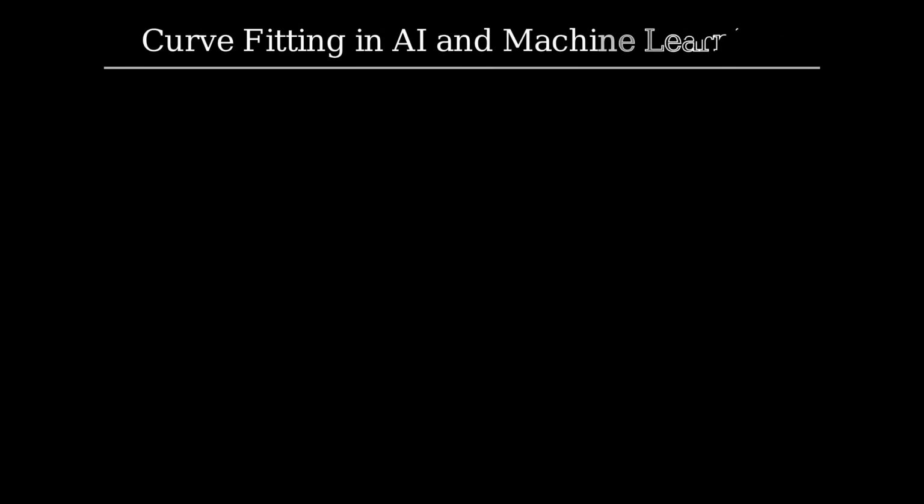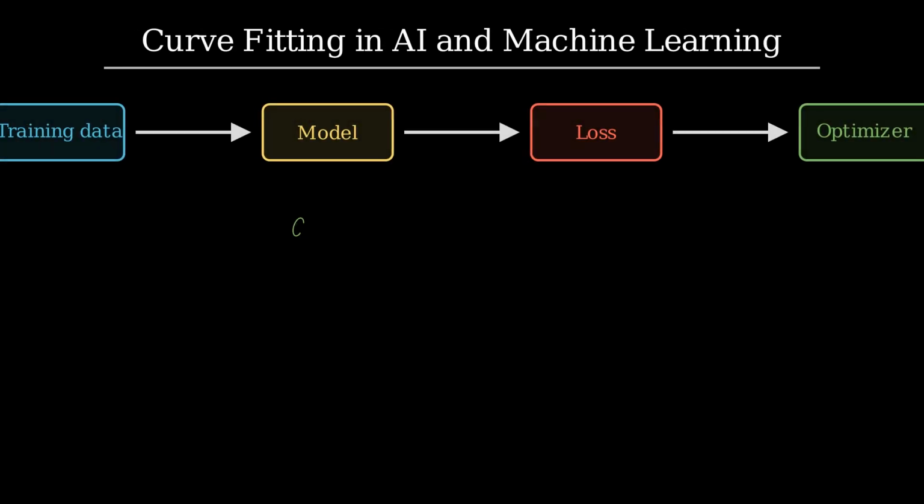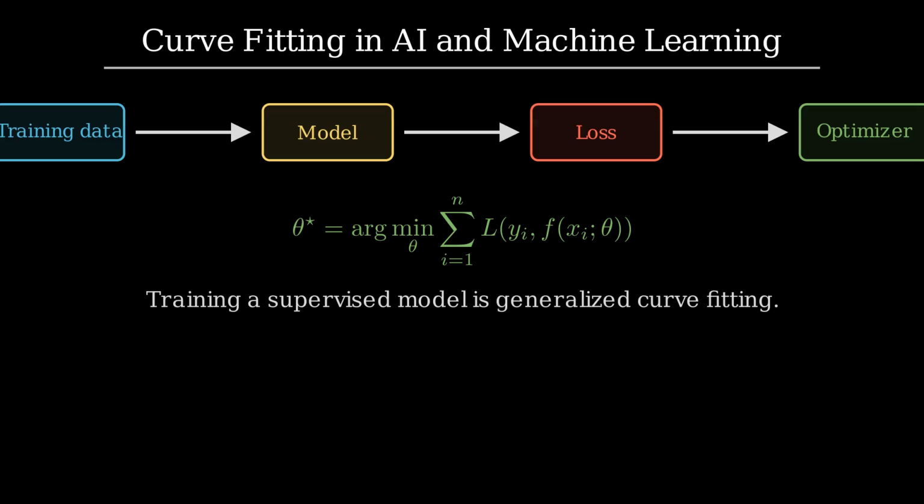Training a supervised machine learning model is a generalized form of curve fitting. Data enters a model, a loss measures error, and an optimizer adjusts the parameters.